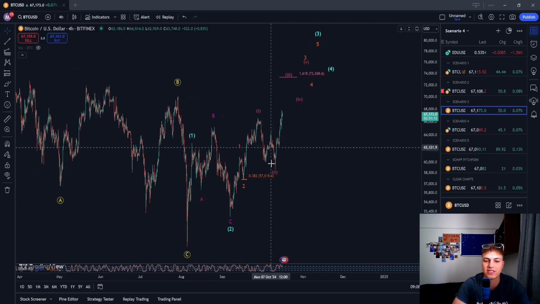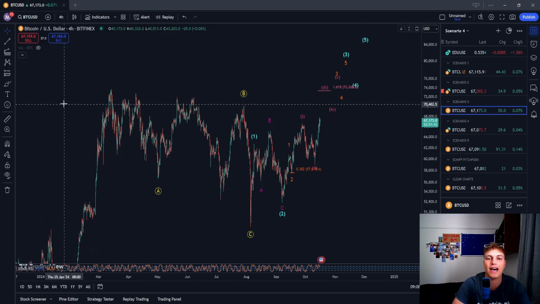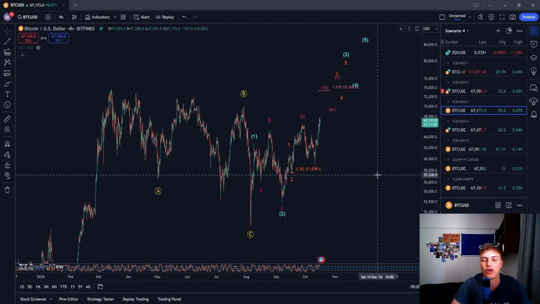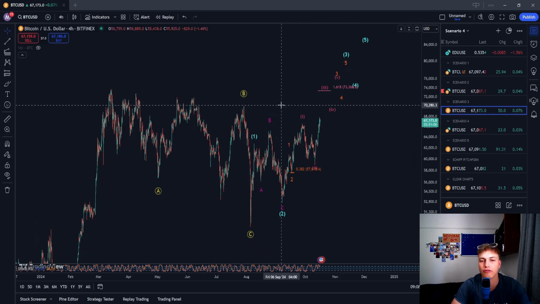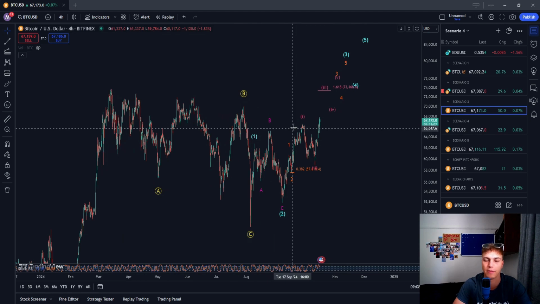So this is still possible on the charts, but is the less likely scenario as we are still in this correction. This scenario will get confirmed once we break the high of B and especially the all-time high.